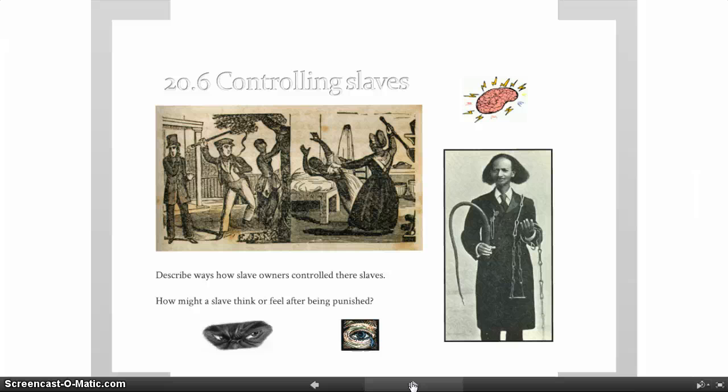So you got to think about how a slave might feel after being punished. The emotions of anger and sadness. It was a very rough existence, and very, very horrible things were done to slaves in order to control them.